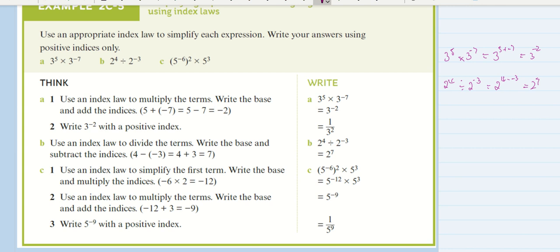And then this is a combination of 2 of them, isn't it? So we're going to have 2 lines of working here. First of all, we've got 5 to the power of negative 6, all to the power of 2, times 5 to the power of 3. Well, I'm going to have to solve what's in the brackets first. And the rule is, when they're in brackets like that, we're going to have to multiply. So it's 5 to the power of negative 6 times 2, times 5 to the power of 3. Now, in my head, negative 6 times 2 is negative 12. So it's negative 12, and I'm timesing, so I'm keeping the same base. I'm going to have to add the index, and then negative 12 plus 3 equals negative 9. Now that's 5 to the negative 9.